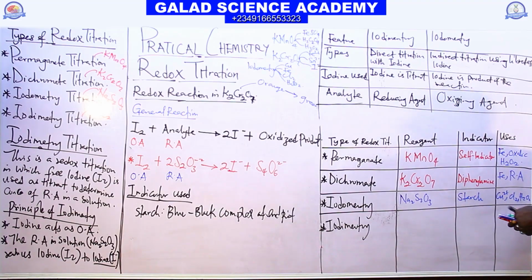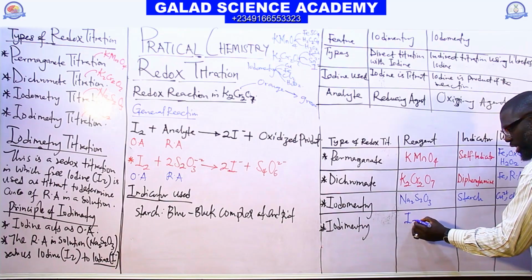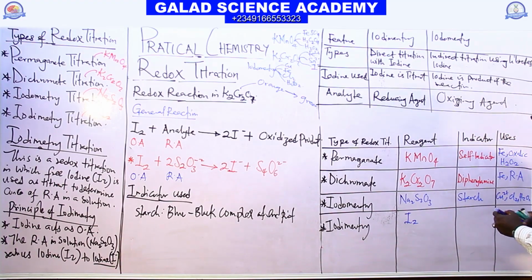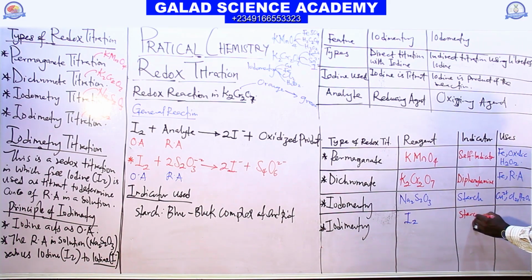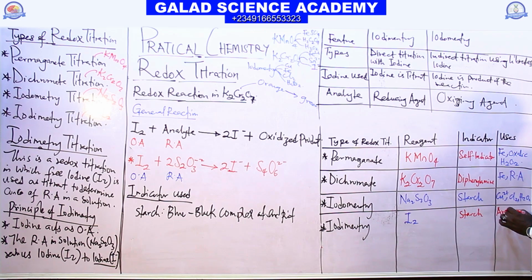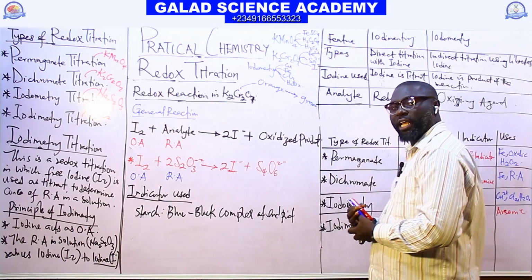The iodimetry titration, what is the reagent used here? The reagent used here is iodide. The indicator used here is starch. And what is this used for? It's used to determine the concentration of arsenic and sodium thiosulfate. So that is all about the redox titration.